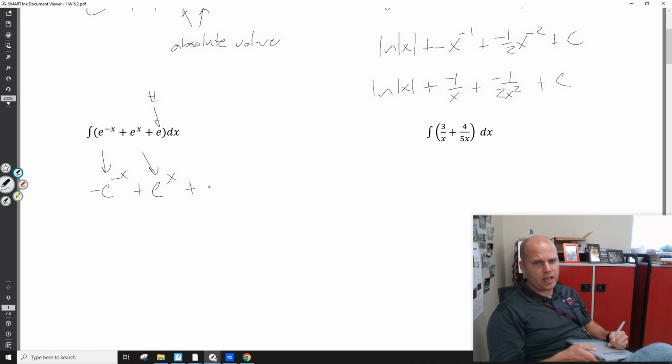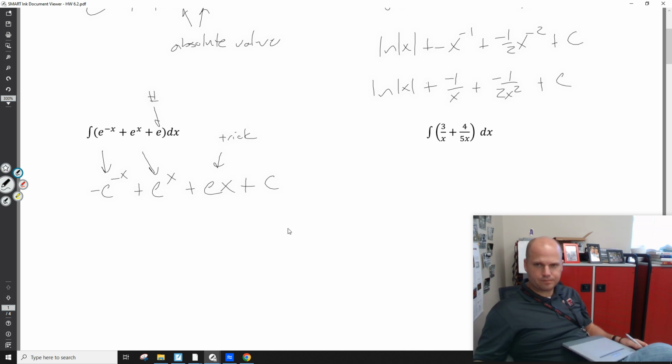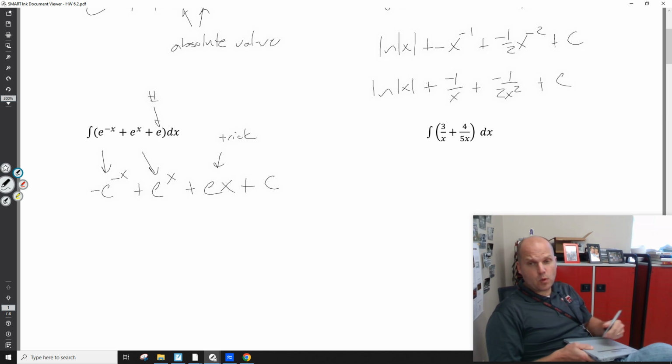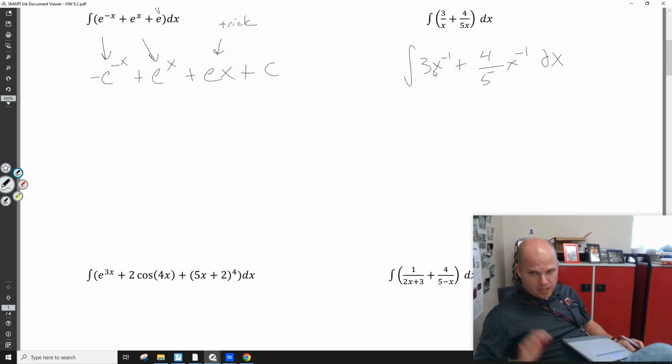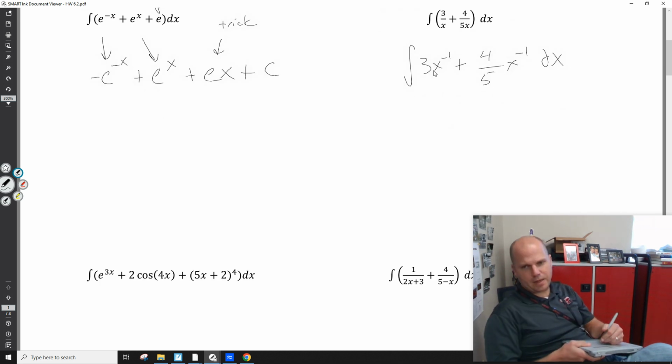E is just a number. The antiderivative of a number is a number times x. That's designed to be a trick and to catch students off guard. If you have a constant, just like with all of the other power rules, leave the constant. Don't worry about the constant.